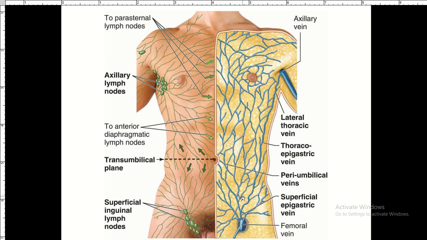Good, right? So this is very important because you'll be able to know, especially in conditions where there is cancer, you'll be able to trace the origin of the disease based on these lymphatic system drainage.